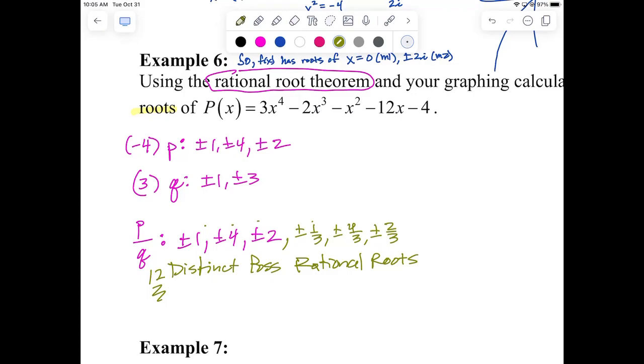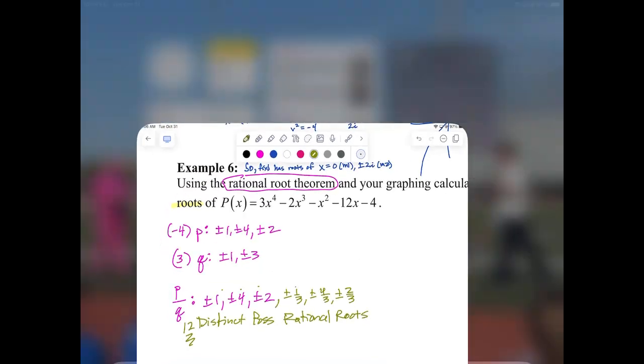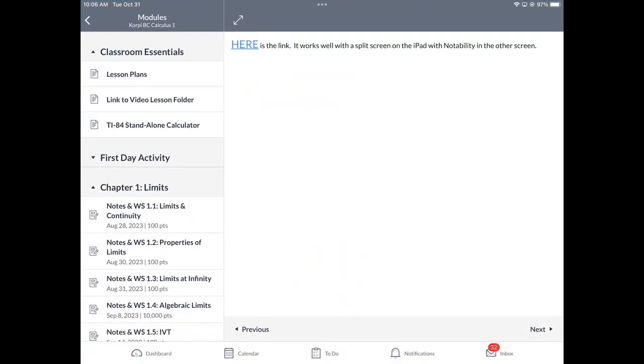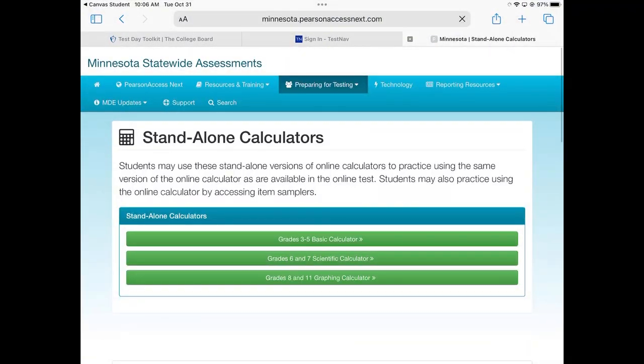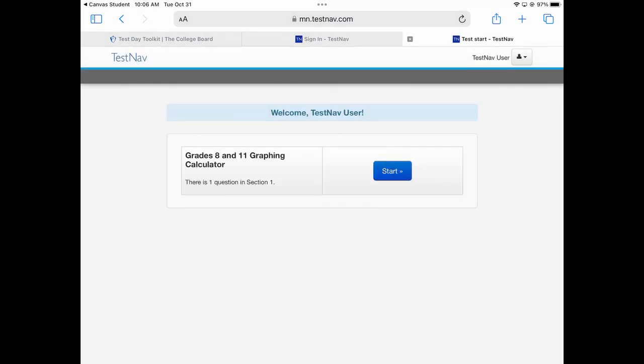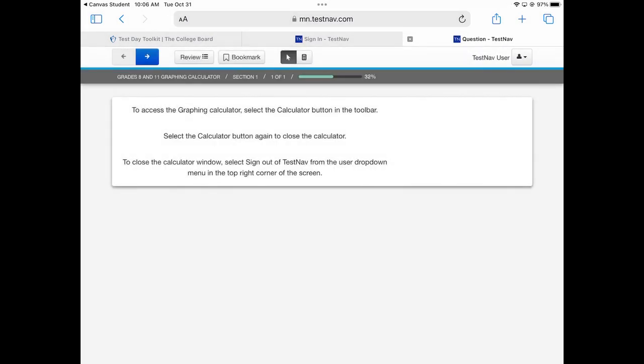Now, we're going to use the calculator to help tip us off, instead of just doing random trial and error. So let's go to the calculator, go to the Minnesota link, or you could jump up and grab a yellow one if you really want to. But the Minnesota link in your Canvas is very, very helpful.